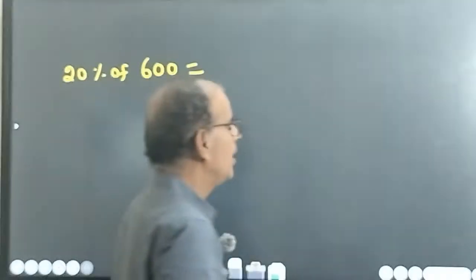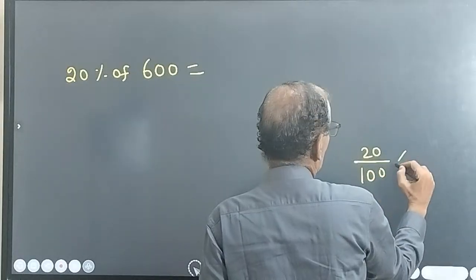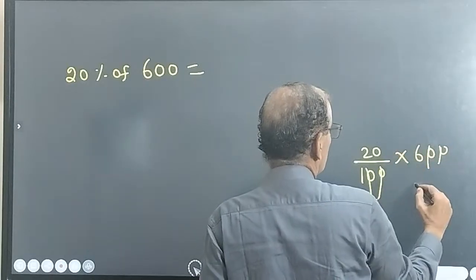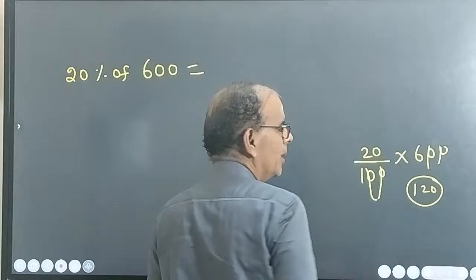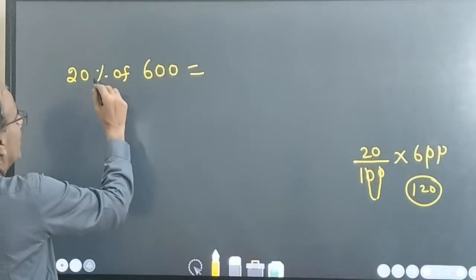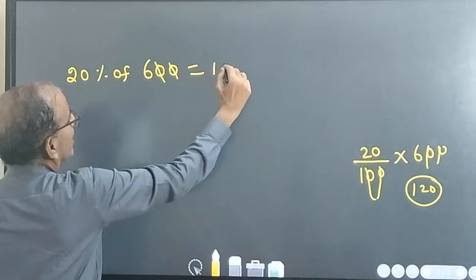Suppose I am asking you to find out 20% of 600. Normally what people will do, 20 divided by 100 into 600, they will do it. Remove 2 zeros, remove 2 zeros, 6 into 20, 120. Answer they will make it. Hereafter don't do like this. Whenever you are seeing percentage and of, simply remove 2 zeros. 20 into 6 how much? 120.